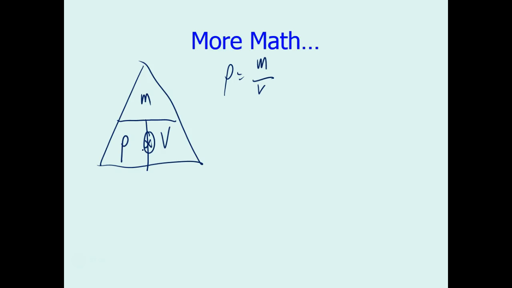You can use it anytime you have a 3-parameter problem that's related by multiplication or division. The thing that when you multiply together gives you the top, or whatever's on the top here, put here, and then rho here. So if you're looking for density, density is mass divided by volume. That's a dividing line, this is a multiplication line. If you're looking for volume, it's mass divided by density. If you're looking for mass, it's density multiplied by volume.